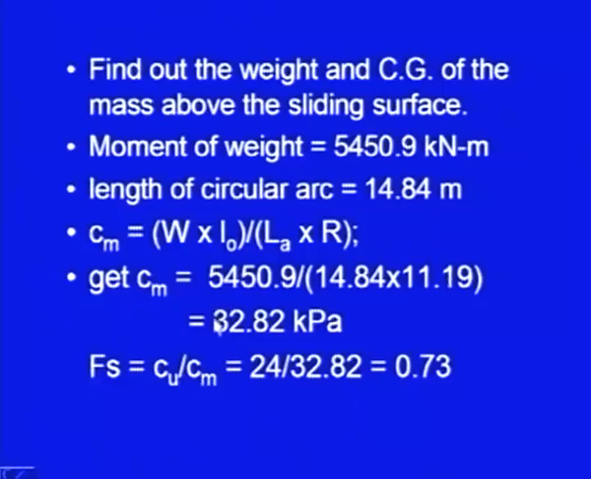So, this is the value of Cm which is required, and the available value given in the problem was 24 kPa. You can see here the available value is 24, we require around 32.82, and the factor of safety is 0.73. So it is not safe, we need more. For the stability of the slope, a higher value is required, and the available strength is 24. So the factor of safety is 0.73.